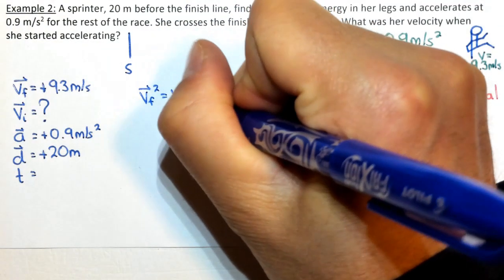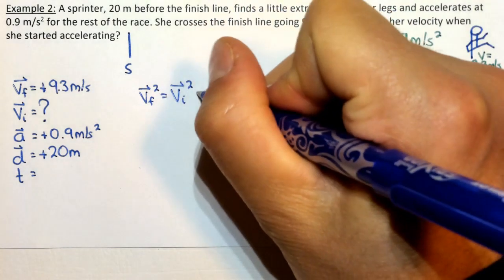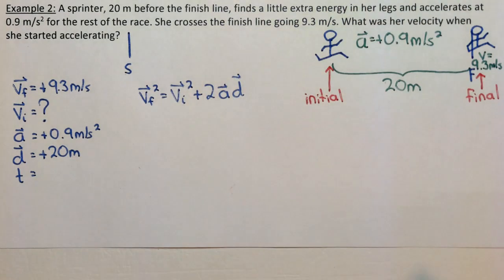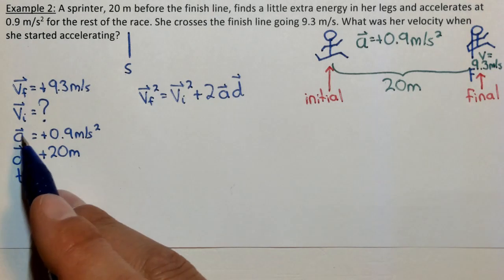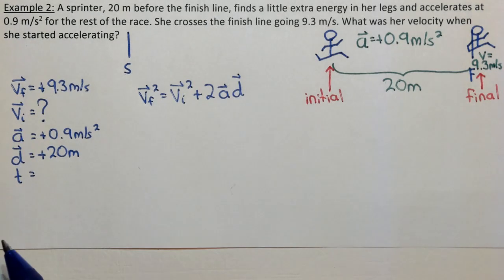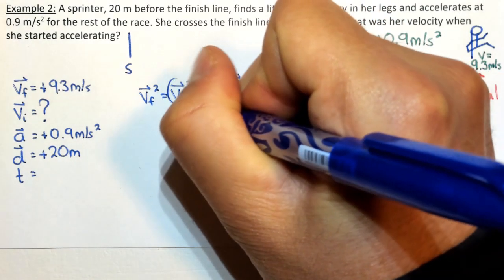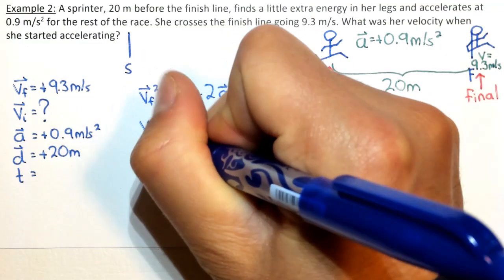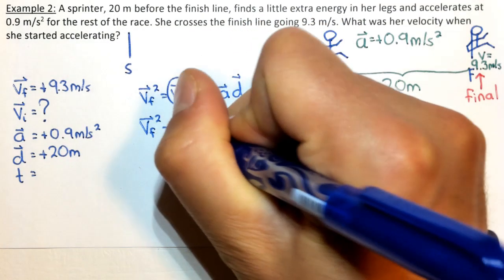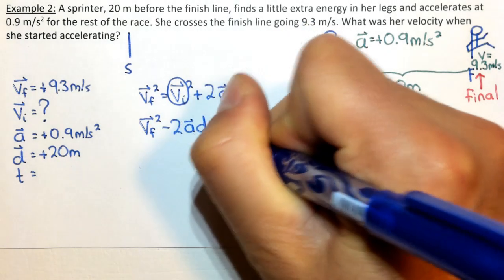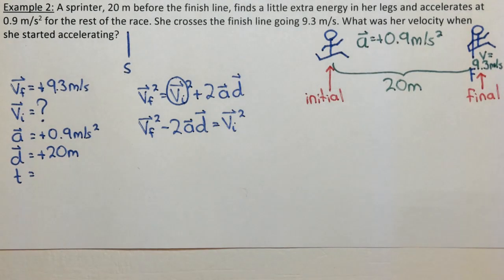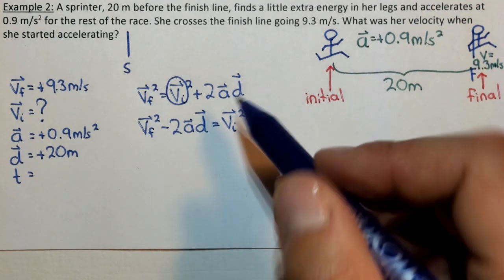VF squared equals VI squared plus 2AD. And we're going to try and solve this for VI. So I'm going to move this stuff to the other side. It gives me VF squared minus 2AD equals VI squared. And then I'm going to have to take the square root of both sides to get VI all by itself.